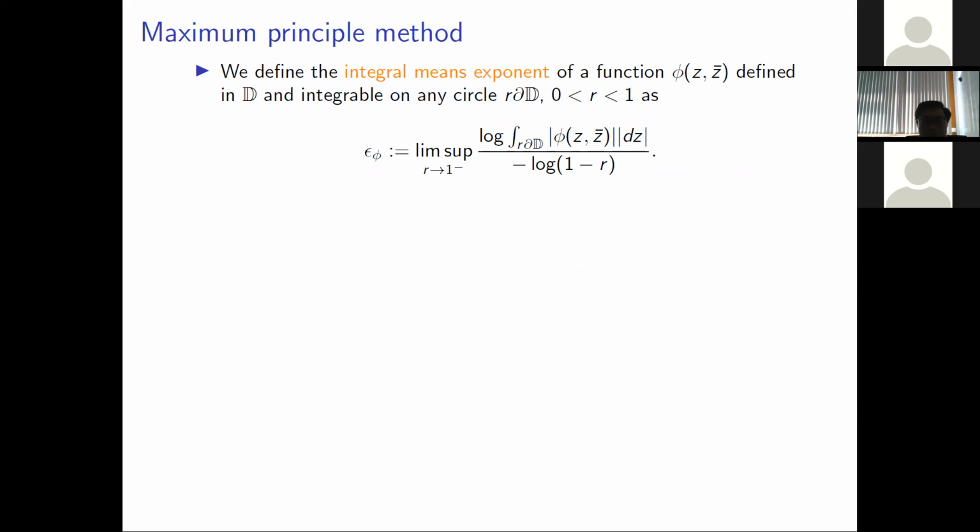Before we talk about the methods, I just want to define some notions, because we will mention them later, which is the integral means exponent. If you have a function defined on the disk and integrable on any circle with center zero, we define this as the limsup of log of the integral means function over minus log one minus r. So beta PQ is the means exponent of the function g.